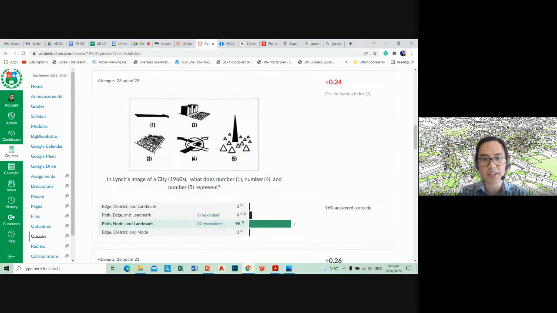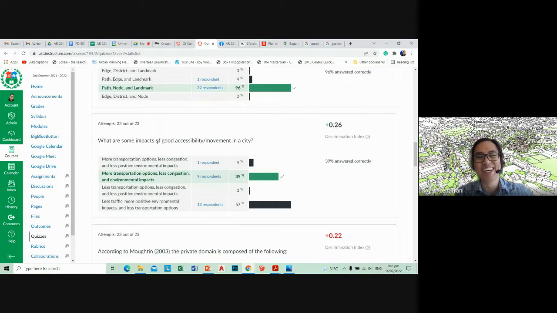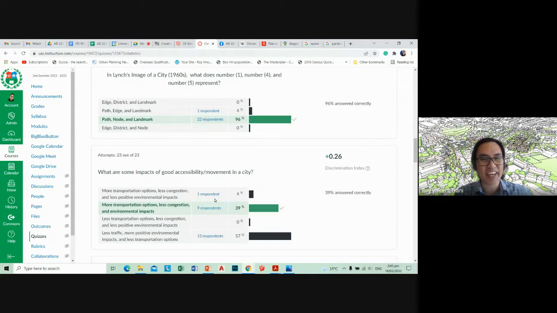Okay. Next, over here, 96% answered correctly. So yes, number one is path. Number two is, wait, what's here? What is number one, four, and five? So one is path, four is node, and five is landmark. Two is, I think, edge, and three is, I forgot what three is. I had to double check that.